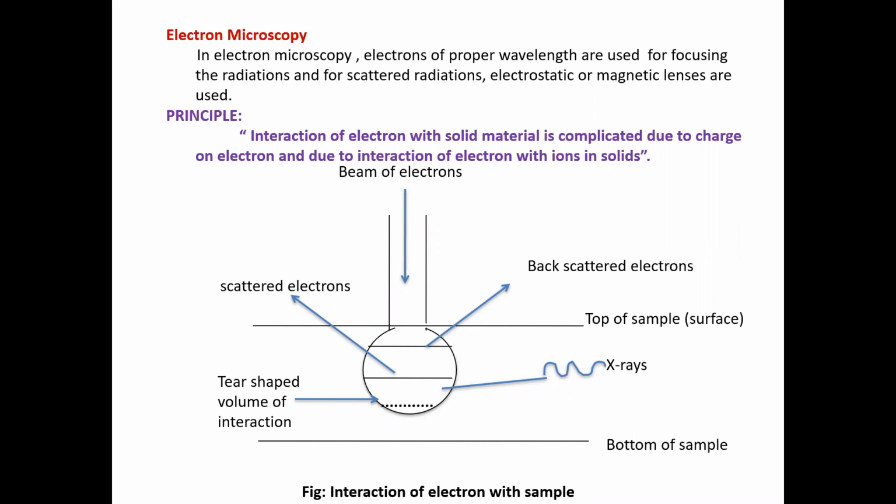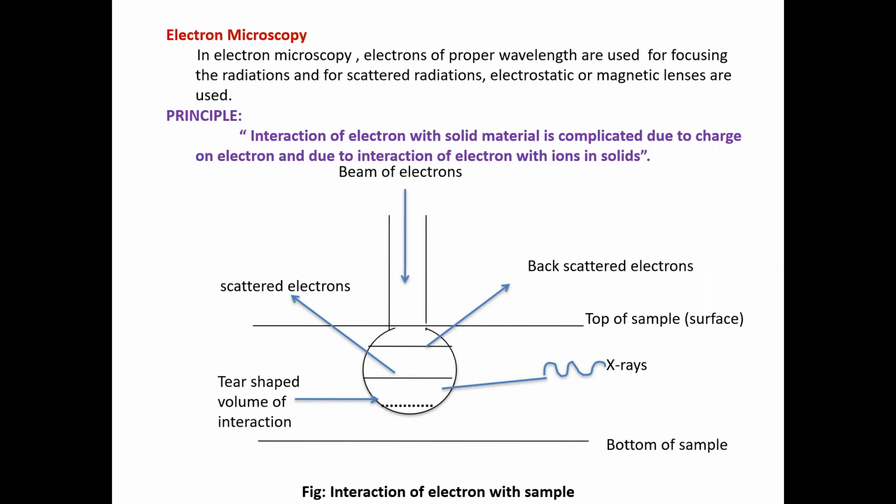For example, in an optical microscope, electromagnetic radiations of a proper wavelength are used, focused, and collected as scattered radiations, and glass lenses are used. But in electron microscopy, instead of electromagnetic radiations, electrons are used, and instead of glass lenses, we use electrostatic or electromagnetic lenses. This is the basic difference between electron microscopy and optical microscopy, and the rest of the things are the same.